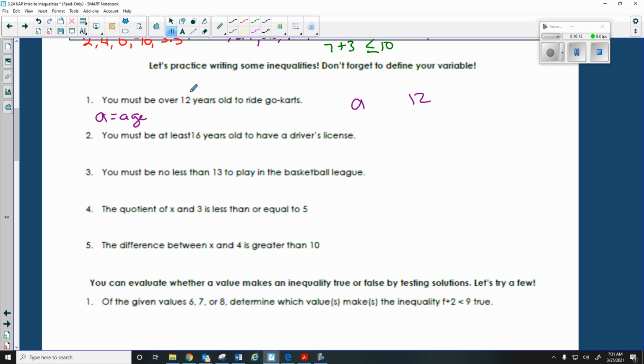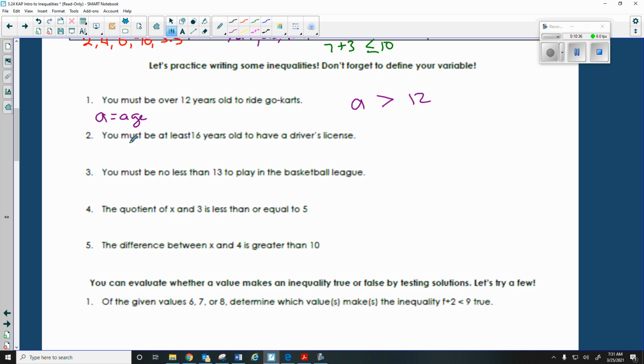Okay, so if I must be over 12 years old, can I be exactly 12? No, I can't. I have to be over that number. So that means it's not going to have the line. It's not going to be equal to. And again, does my age need to be bigger than 12 or less than 12? My age needs to be greater than 12. So that's the inequality that matches that.